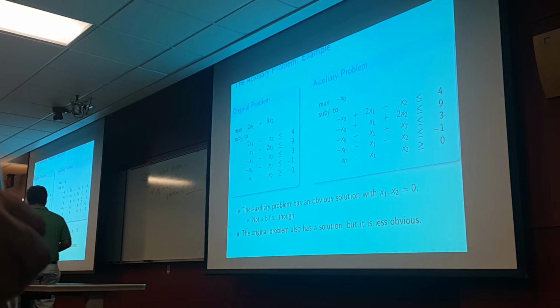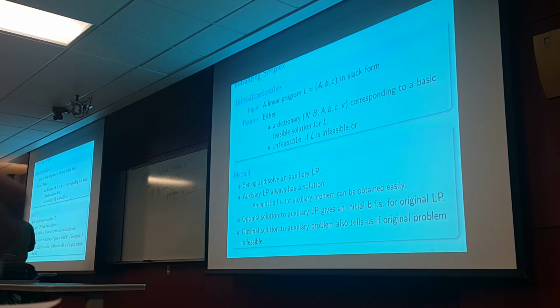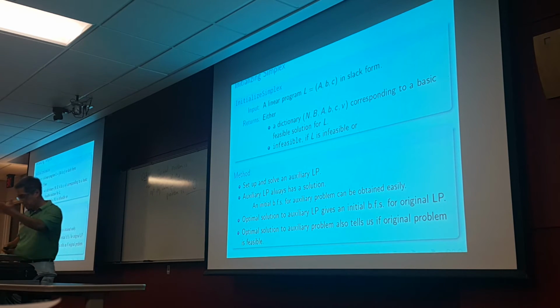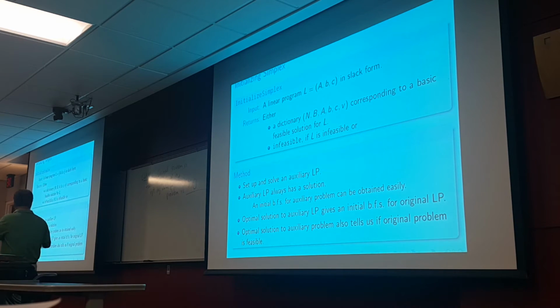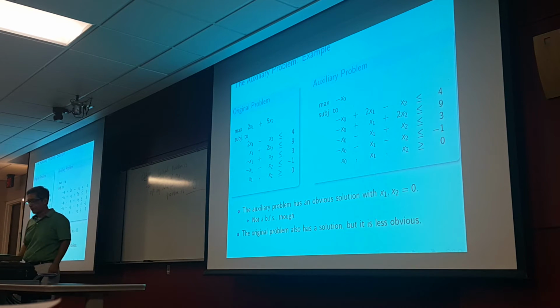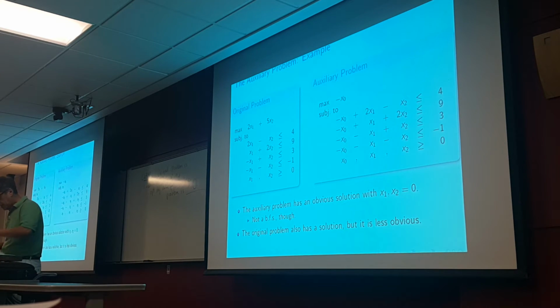Okay, so here's what I want. The initialize simplex is going to take as input a linear program in slack form given by A, B, and C, and it's either going to return a dictionary corresponding to a basic feasible solution. Okay, it's either going to do that, or it's going to say it's infeasible. And I guess the "or" should go up there, not here. But okay. So the method is going to be to set up this auxiliary problem and try to solve it.